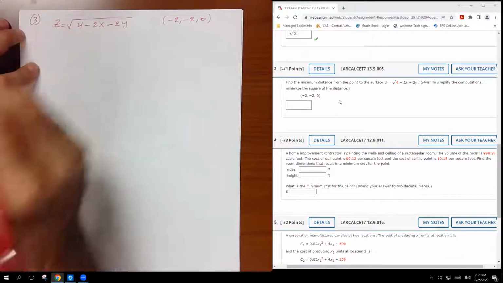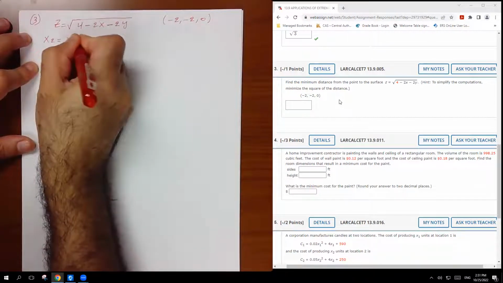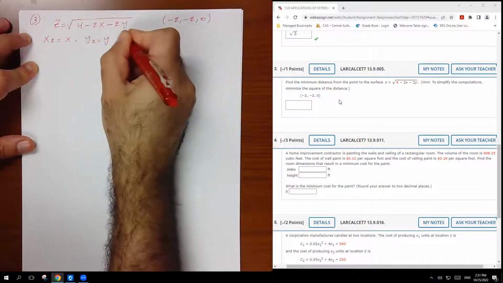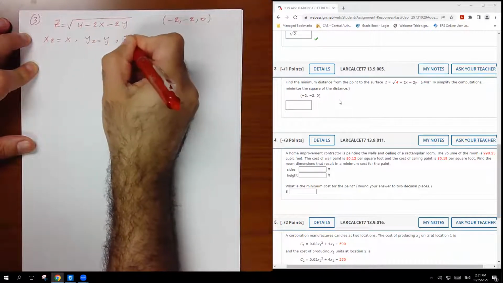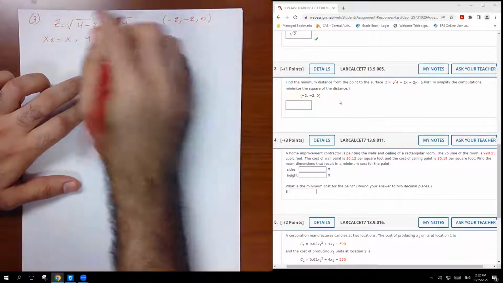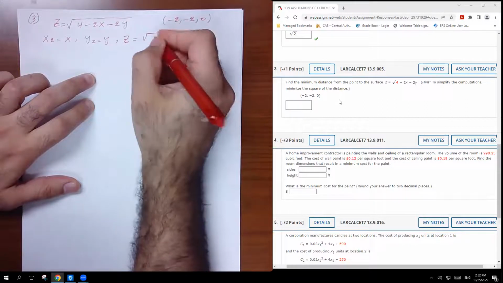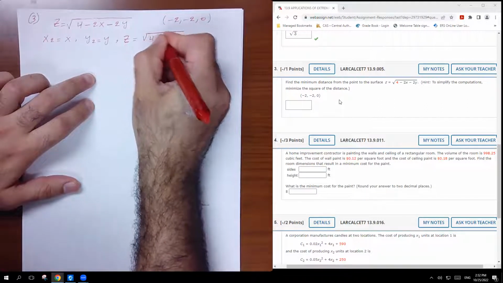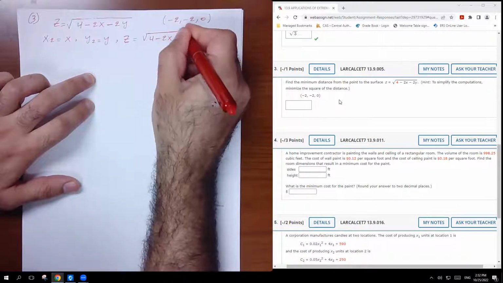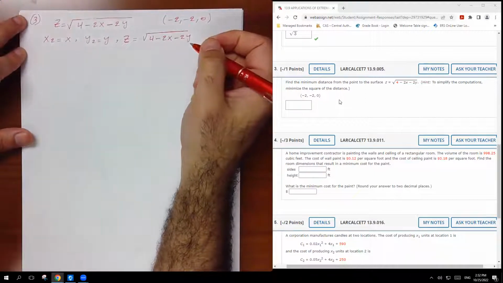Like in examples 1 and 2, I'm going to say x2 is going to be equal to x, y2 is going to be equal to y, and z, in this case, is going to be the surface here, which is 4 minus 2x minus 2y. So here's our z. Now let's work on this one.